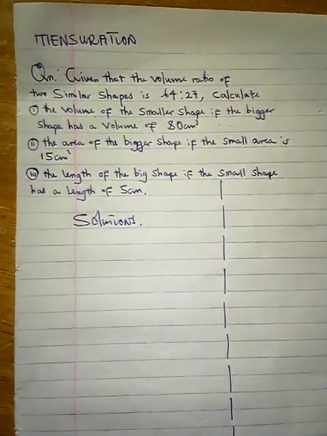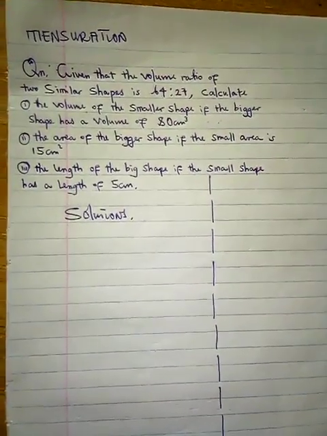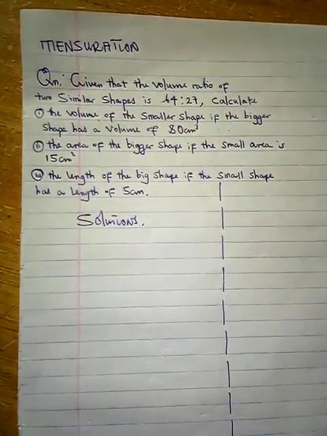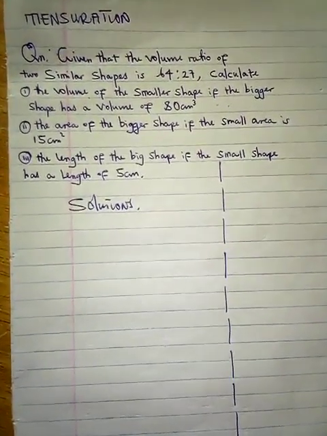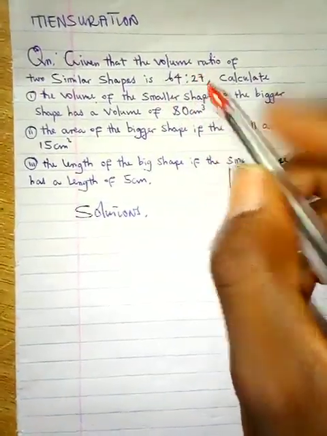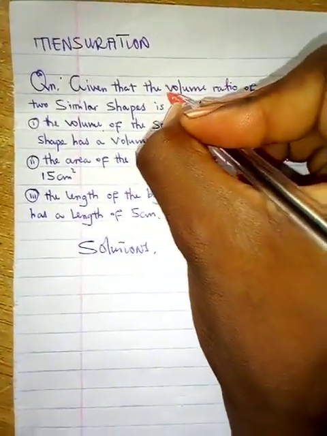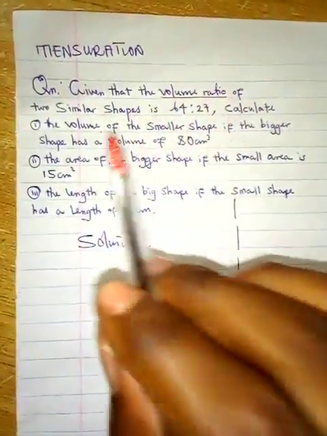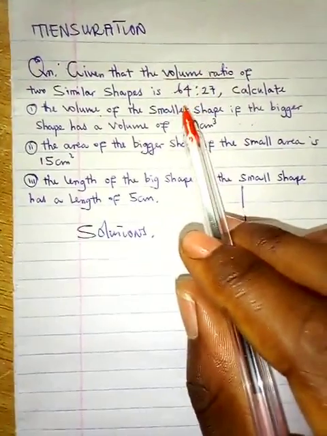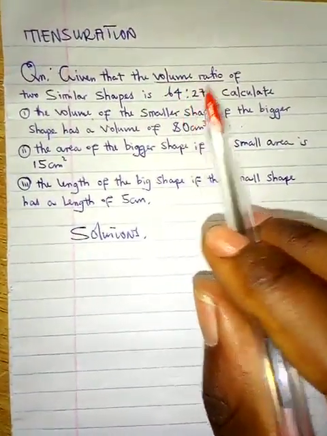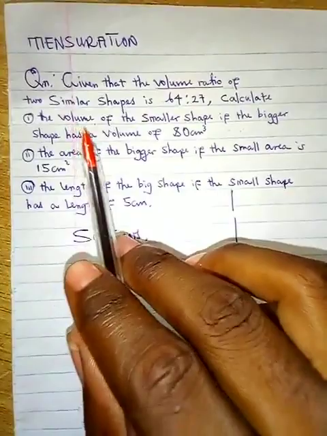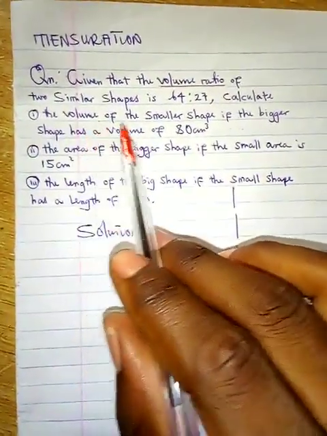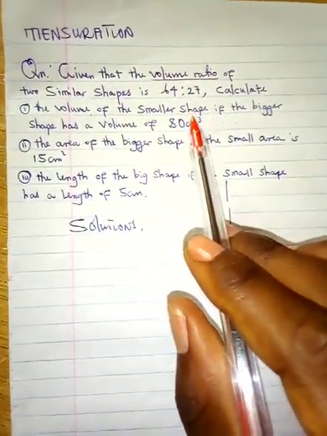Okay, so a question has been given to say, given that the volume ratio of two similar shapes is 64 to 27. So what we have been given here is the volume ratio. Put that in mind. Calculate, number one, the volume of the smaller shape if the bigger shape has a volume of 80 centimeters cubed.